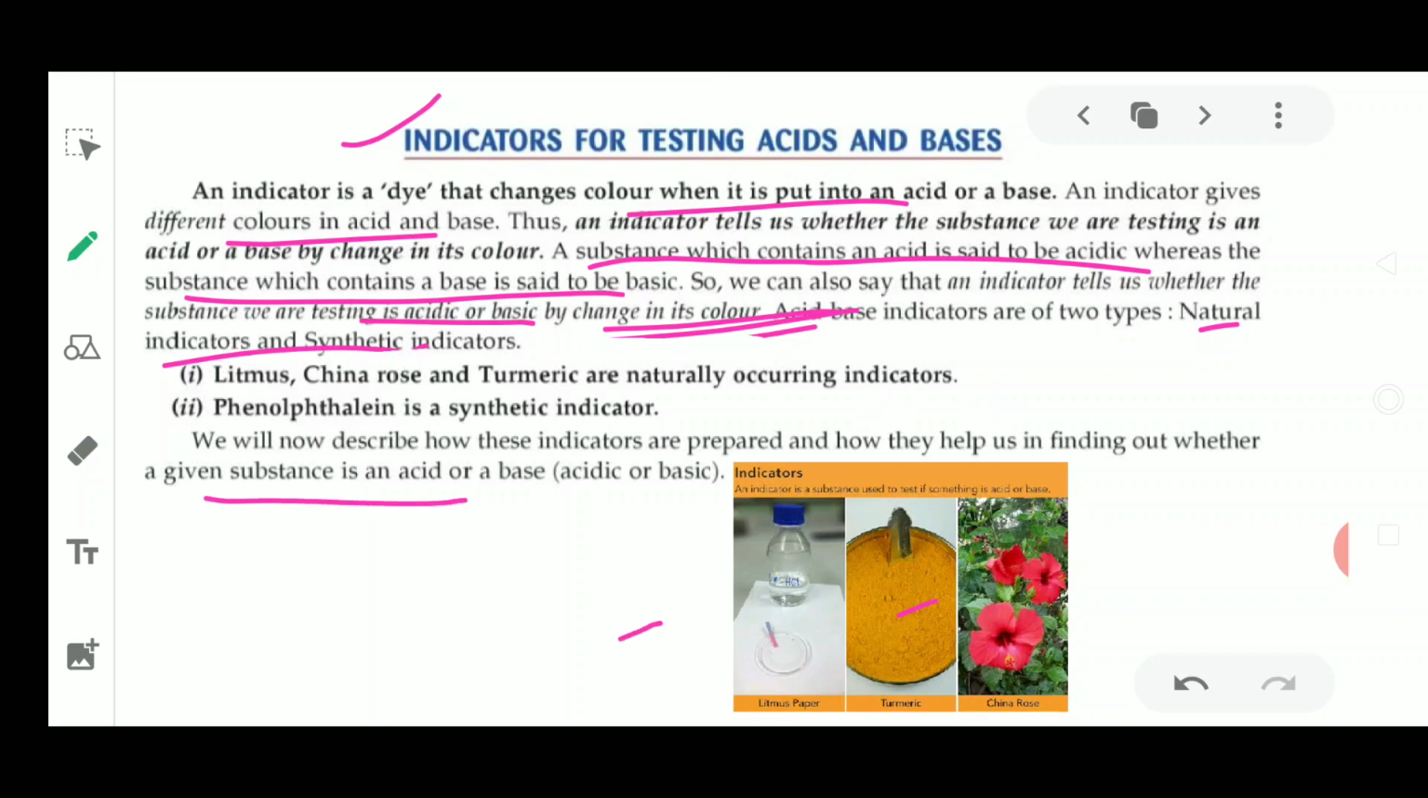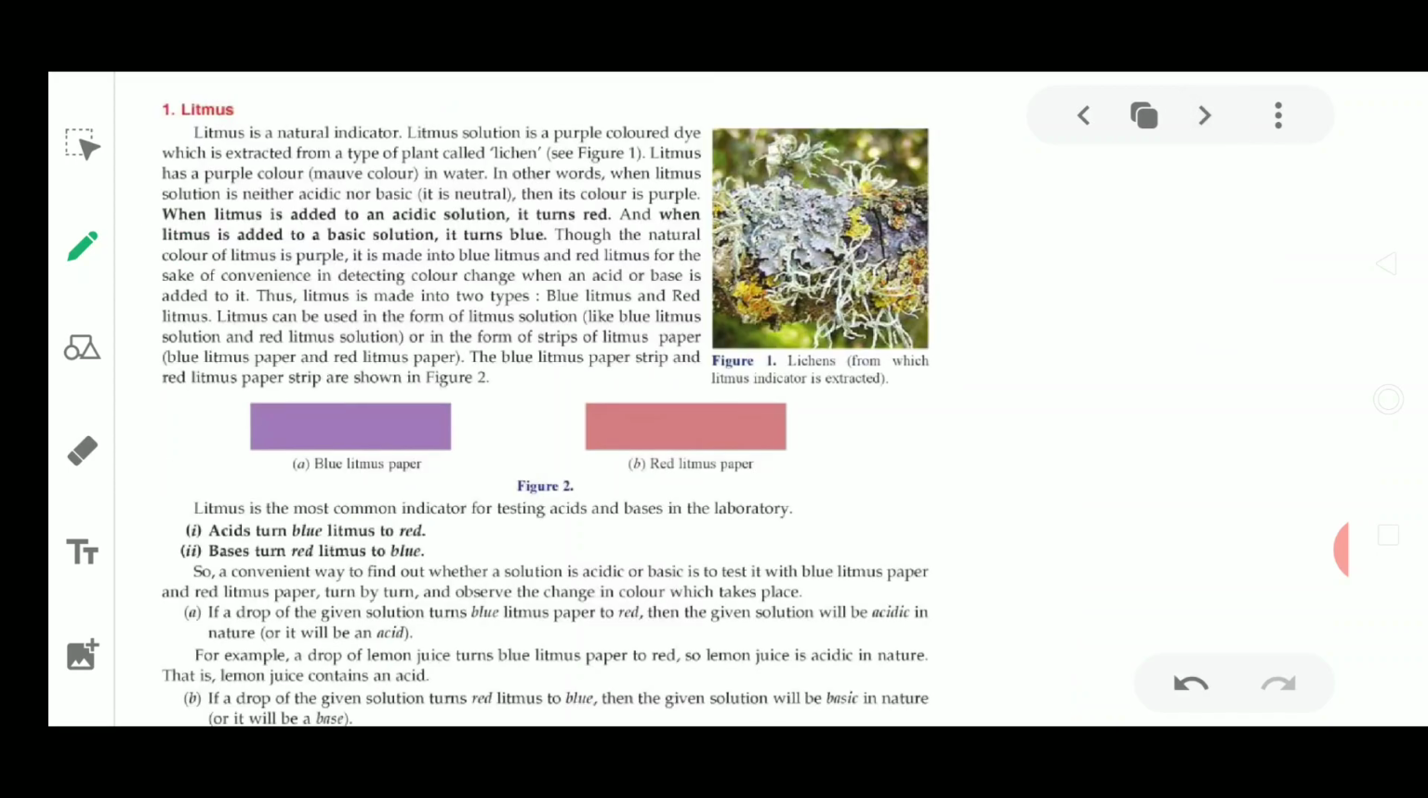So these are the three examples which we are going to discuss as natural indicators. Now the first is litmus. Litmus is a natural indicator which is obtained from lichens. There are two types of litmus, blue litmus and red litmus. Now how is litmus obtained? It is a chemical obtained from the lichen, which we studied in the first chapter about symbiotic relationship, where alga and fungi live together and form lichen.